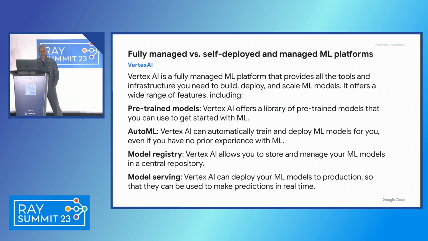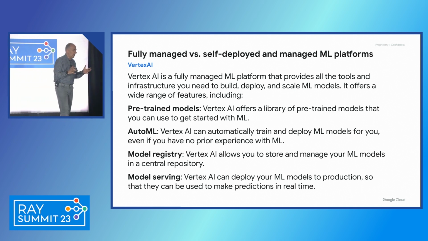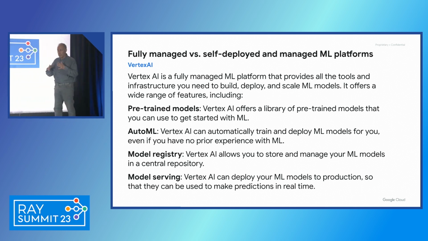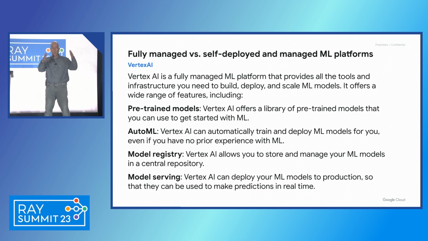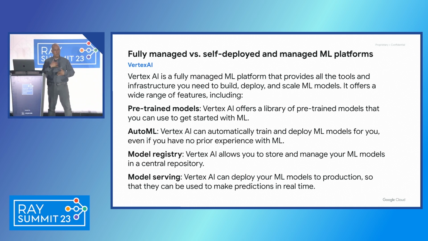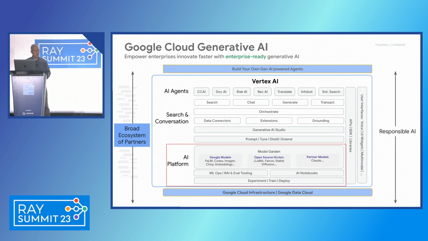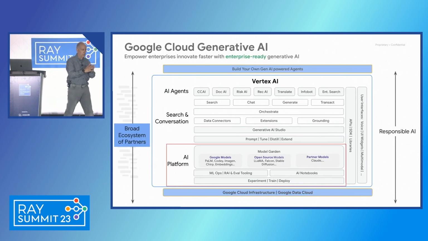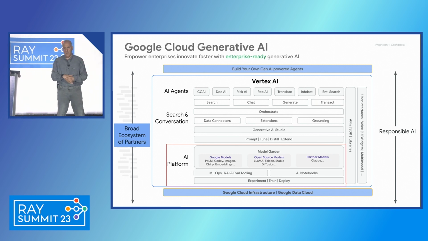So the background is that if you want to do machine learning on Google Cloud, the Vertex AI platform is what we call our end-to-end soup to nuts platform. You can pre-train models there. We have LLMs there. You have AutoML. You have model registries. You can do training, serving, etc. In fact, you can do pretty much anything on this very robust, end-to-end platform.